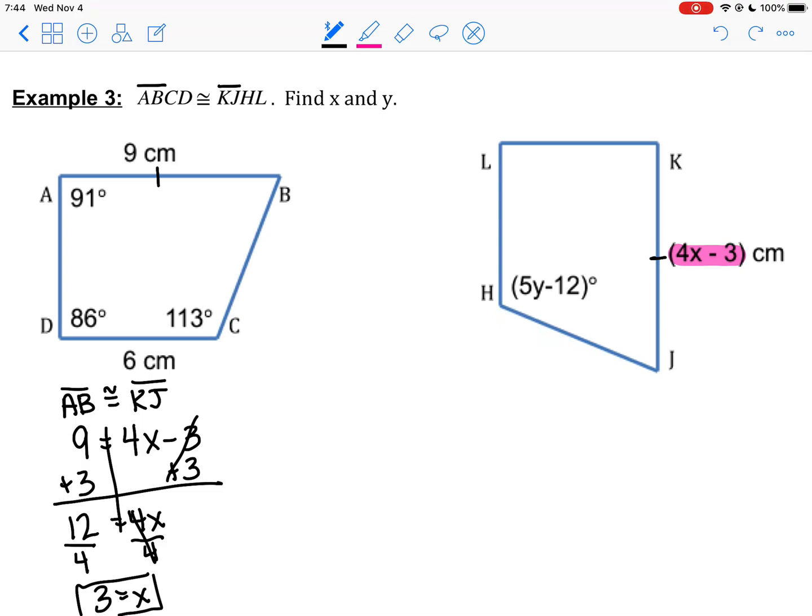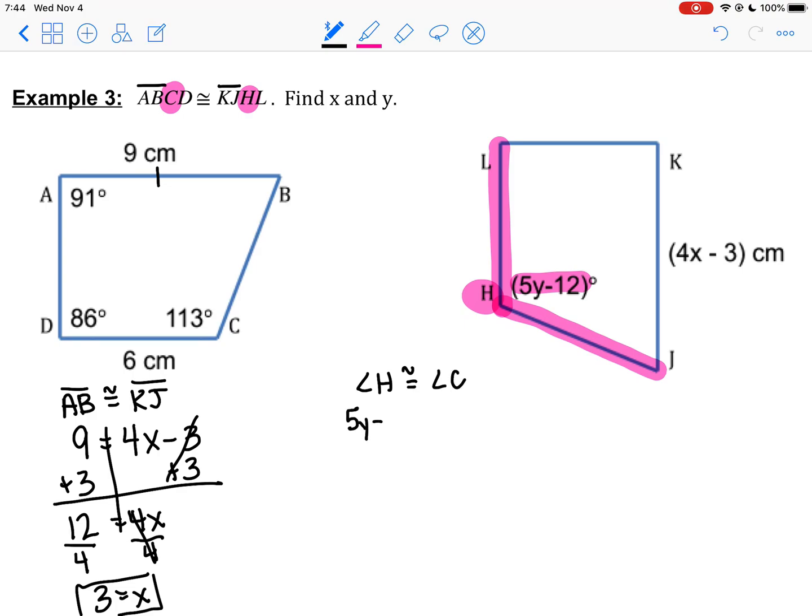Now that I used that segment AB is congruent to KJ to find x, I'm going to look at where y is. So y is an angle measure, and the angle here is angle H, is the angle that it corresponds to. If I look at where H is positioned in the name, it is the 3rd letter. So angle H is going to be congruent to the 3rd letter in the first one, which is C. So angle H is congruent to angle C, so their measures will be equal.